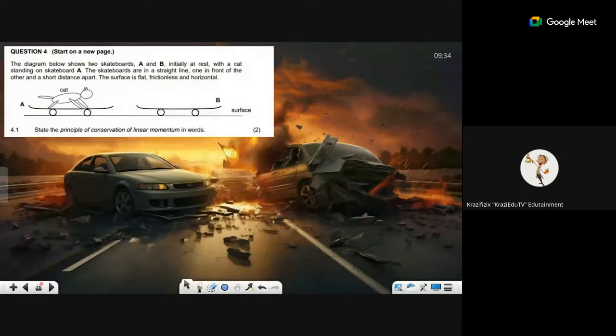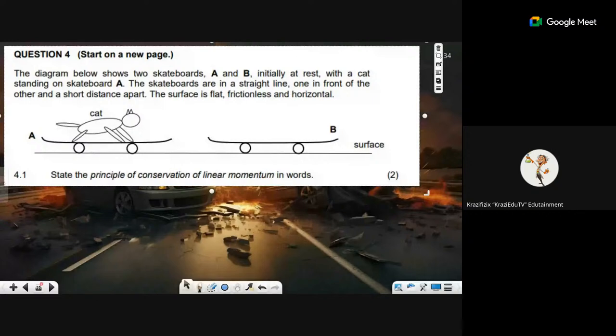Guys, do you notice that here you must get 2 marks? No one must say any story here, but let's read first. The diagram below shows two skateboards, A and B, initially at rest. Guys, I know how you read: you go and start from 4.1, and you are just reading blah, blah, blah. There are no numbers here. Please, let's stop doing all of those things. Read, underline. Tokelo, this is a 2018 paper, I think February 2018.